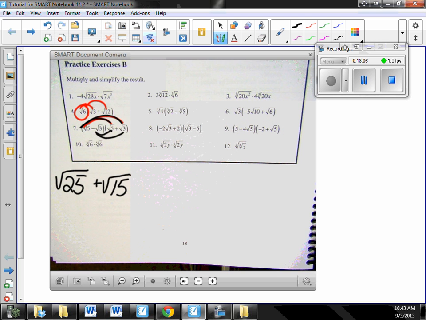Now I move into the second half. Negative root 3 times root 5 is minus root 15. And negative root 3 times positive root 3, what is that going to give me? Will that be positive or negative? Negative, because a positive and a negative is a negative. Minus 3 times 3 is 9. Can I simplify that at all? How?